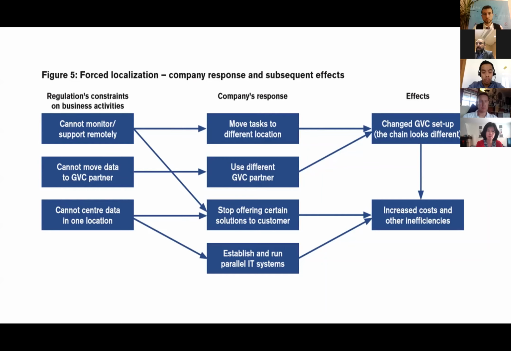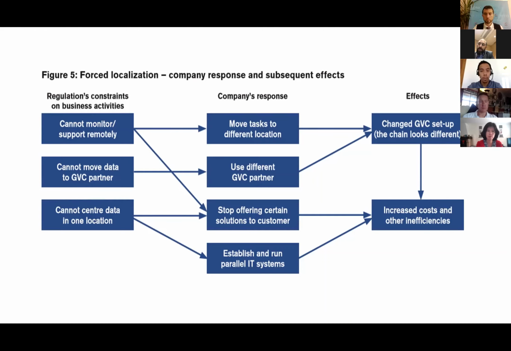So that will have an effect on the GVC setup. They'd have to work with different partners, maybe instead of working with one partner, working with different partners all over the world. So they can't do it as effectively as they want to. The other alternative is that they wash the data set or try to store data in different locations, which they can do, but that's many times very costly. So that will increase cost and other inefficiencies.